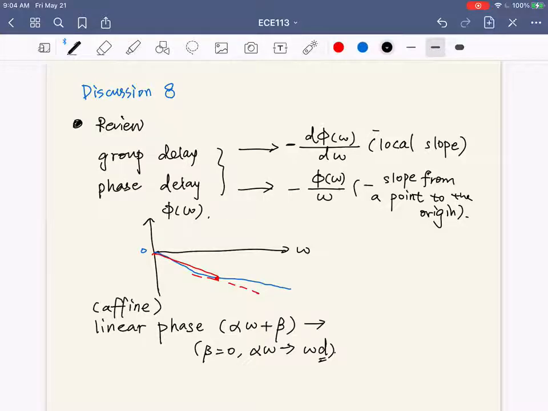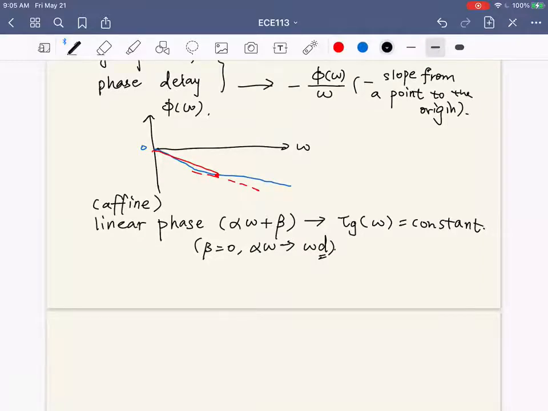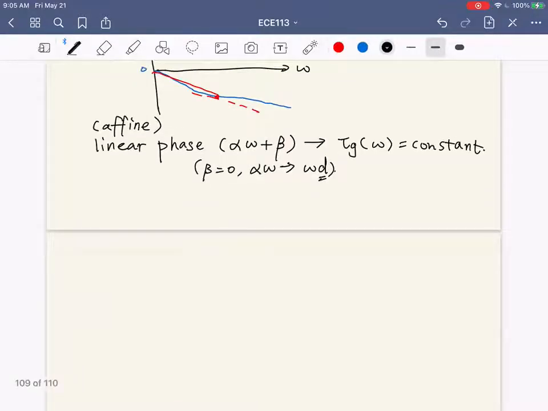And how to determine if a filter has linear phase? The only criterion is that tau g of omega, which is the group delay, should be constant. Okay, cool. Any question about that? Oh, okay, no problem. You're awesome.